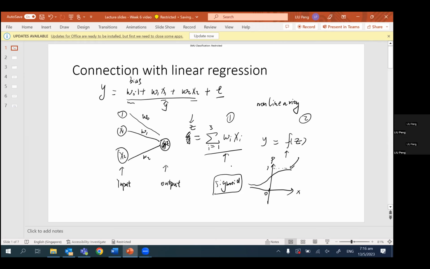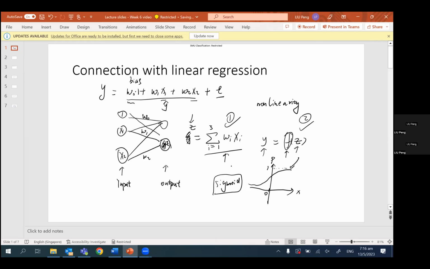Essentially, we want to introduce this function f so that the output y is a nonlinear function of the intermediate output z, right? So these two steps, step 1 and step 2, are really the building blocks of a modern neural network, and we will stack a lot of these operations together. For example, we can have more than one intermediate output. So we have another network, right?